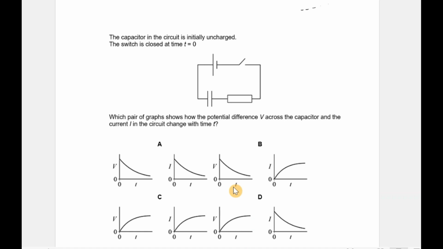Welcome to another of my videos where I work through and explain A-level Physics multi-choice questions. If you want to try to answer this question yourself, pause the video now.